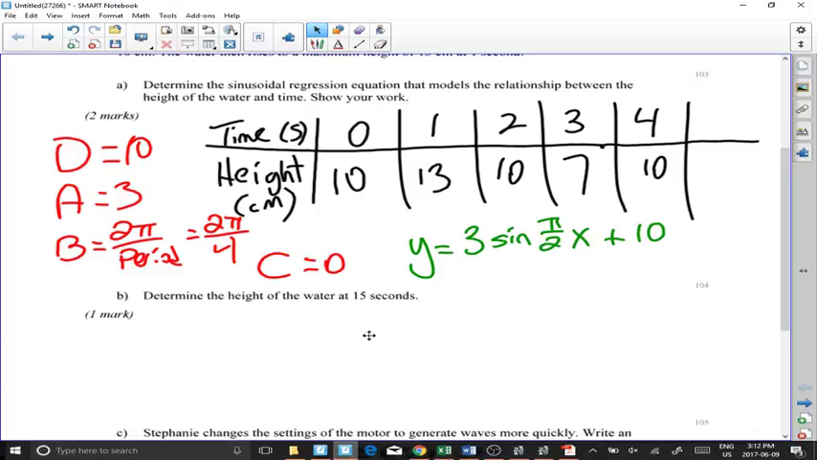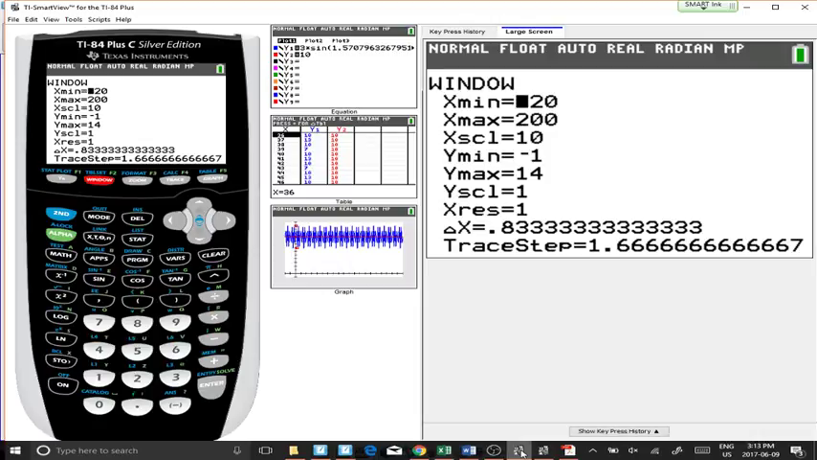Okay? So here's the thing. Keep in mind 15 seconds. After 4 seconds, it's a period. After 8 seconds, it's a second period. After 12 seconds, period number 3. How many seconds after 12 seconds is 15 seconds? 7. Now, if you don't believe me, let's go to the graphing calculator.